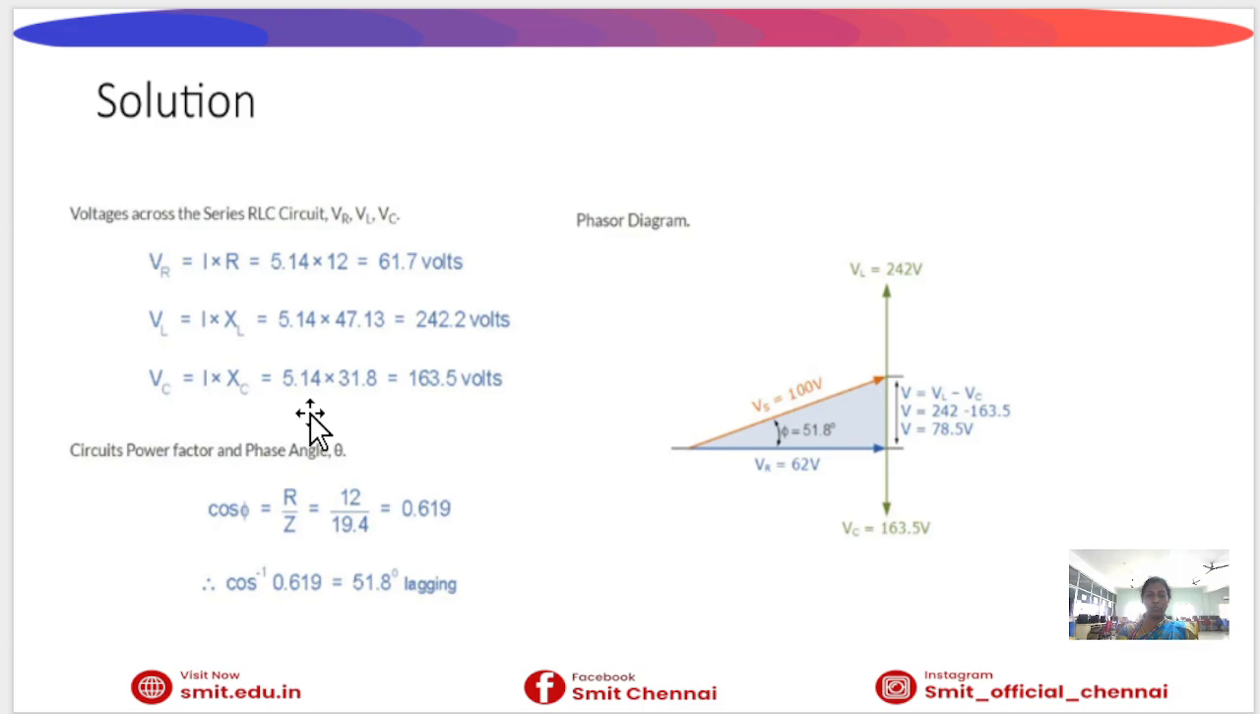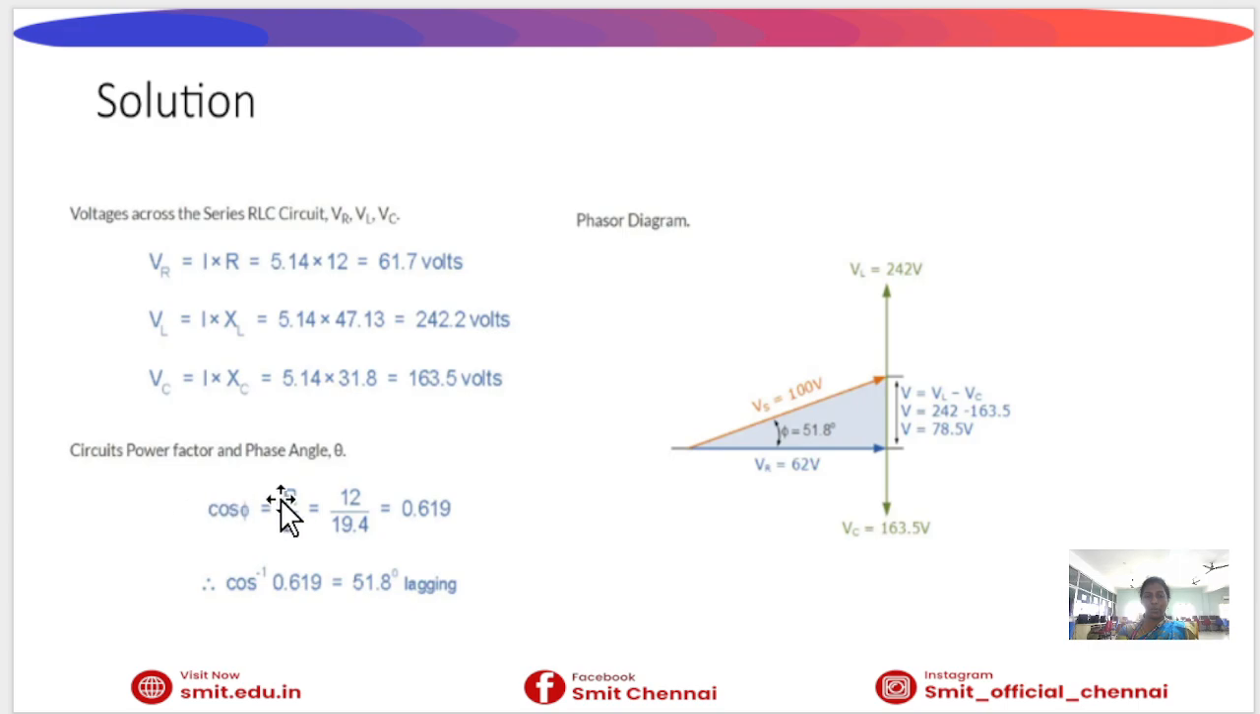The next one, we have to find VR, the individual voltage across the resistor, inductor, and capacitor. VR is equal to I into R. Then VL is equal to I into XL, where XL is the inductive reactance. VC is equal to I into XC. So we find the values of VR, VL, and VC.